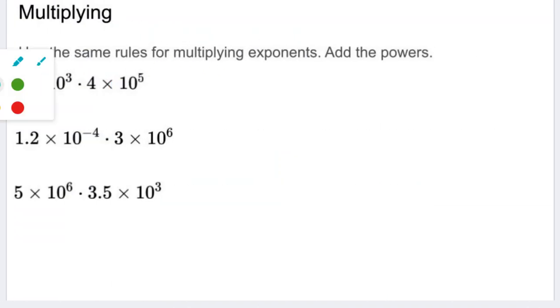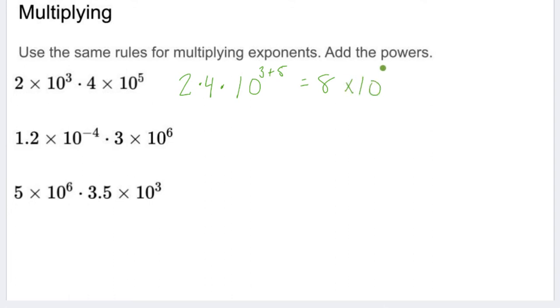So what we're going to do is use exponent rules to multiply these things together. Two very big numbers, 2 times 10 to the 3rd and 4 times 10 to the 5th. Use the commutative property to put the 2 and the 4 together, then put the 10 to the 3rd and 10 to the 5th together. Then we remember that when we multiply powers, we add the exponents. So 2 times 4 is 8, and 3 plus 5 is also 8. So 8 times 10 raised to the 8th.